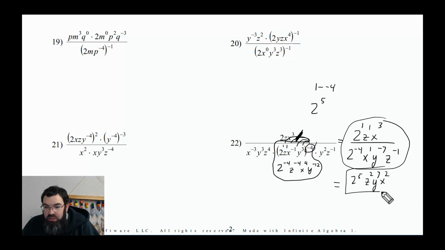So you probably could leave your answer like this, or we could break down 2 to the 5 as 32, and then z to the 2, y to the 7, x to the 2. So either of those would be my answer. Those are both the same thing. All right, but there you go.